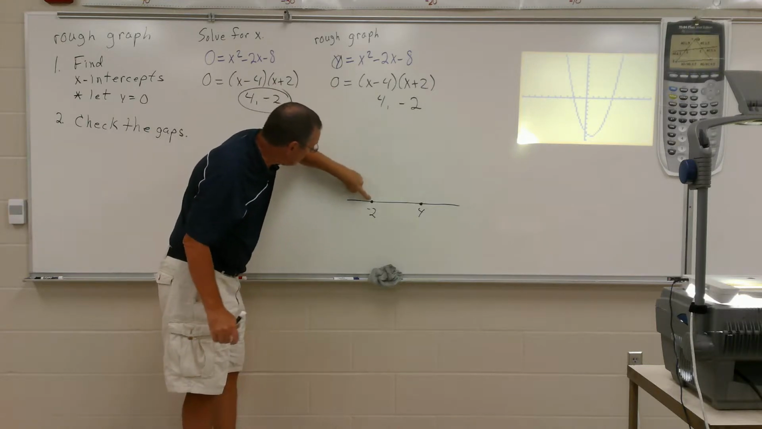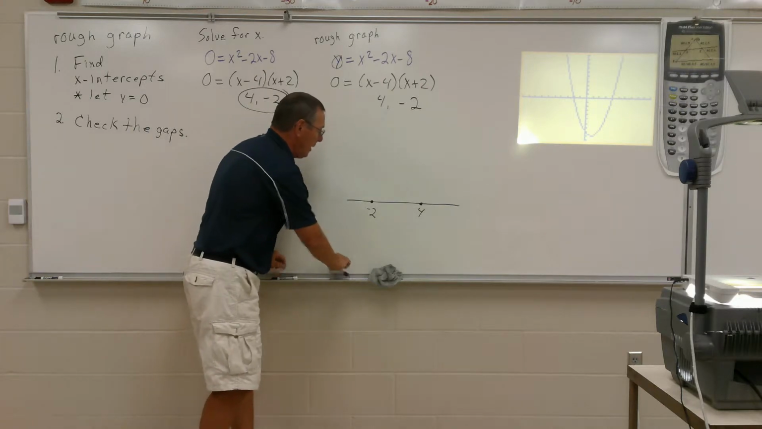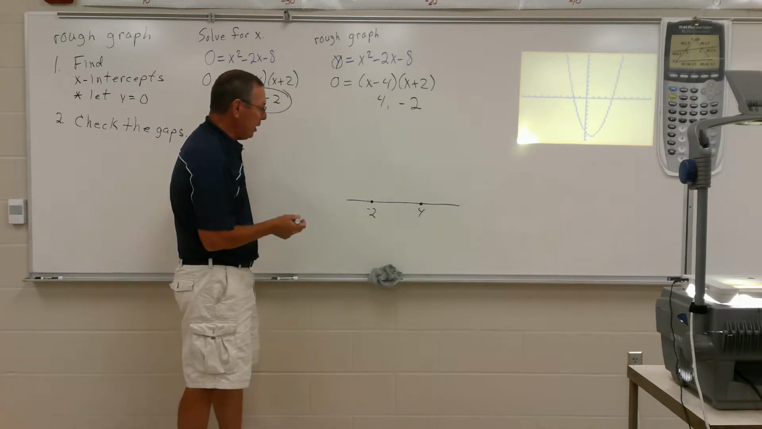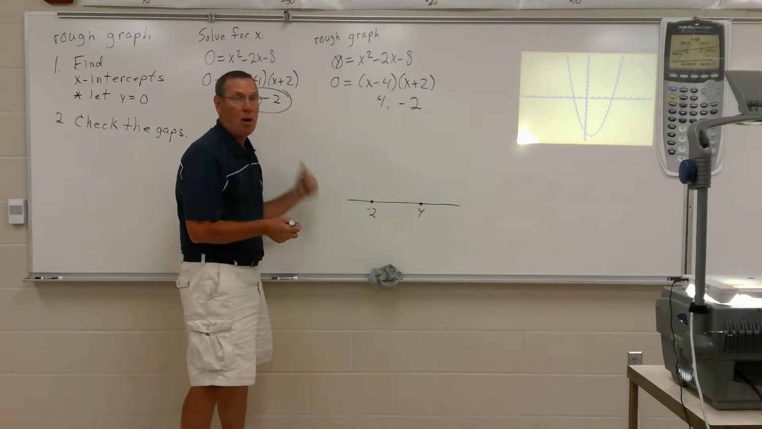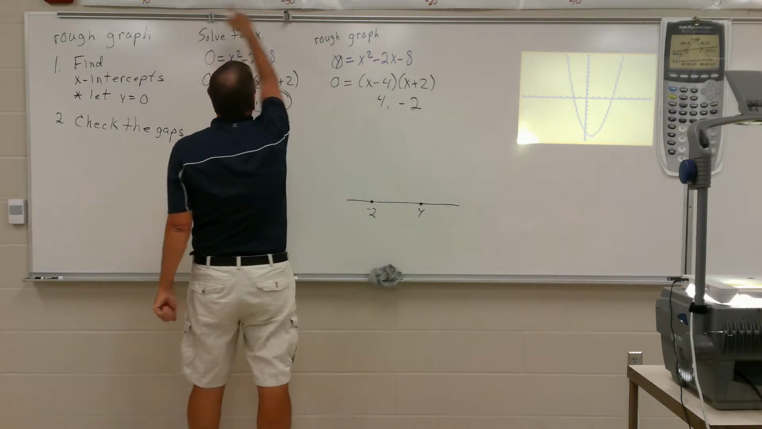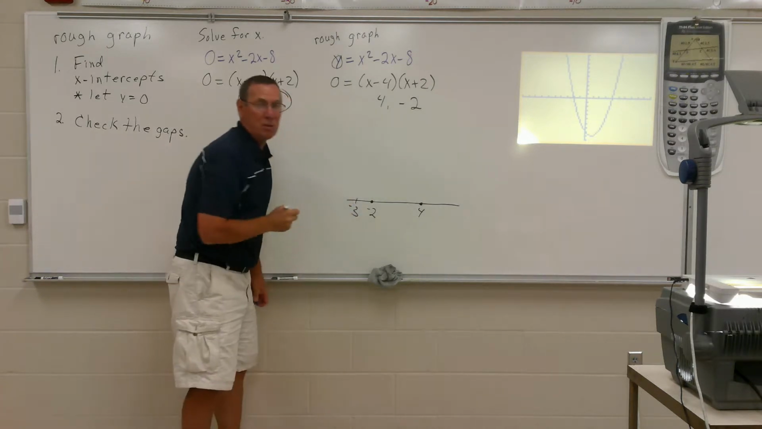0 is round, so make these as round marks, those x-intercepts, they're round. Okay, from there, now we're going to check the gaps. I need to find a number that's out on this side of -2. You can pick any number you want on that side of -2. There's lots and lots of numbers out there. But how about let's go with -3. I don't have much of an imagination.